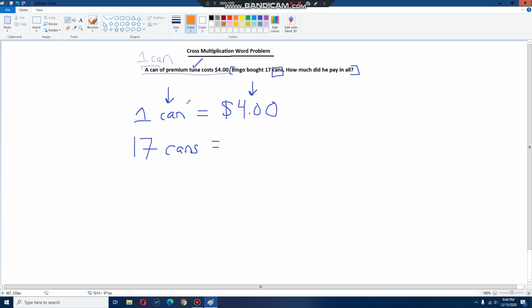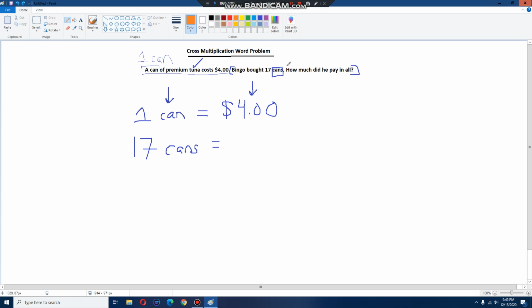Okay, so what this means, guys, is be careful. When you set up a cross multiplication problem, make sure you keep the units together. Whatever units are there, keep them together in line. If you mix or match these units, if you mix them up, your whole thing will become wrong. So in this case, can goes with can.